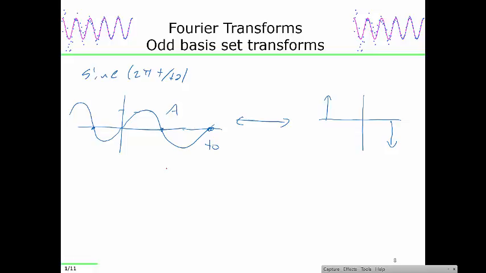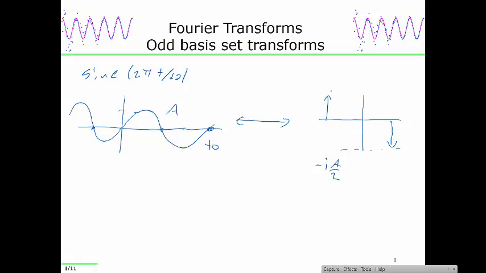Okay. And that gives us an odd double delta, just as the name implied. Just as we had the even double delta for the cosine, we had an odd double delta for a sine. What's the amplitude? The amplitude here is negative i A over 2 and i A over 2, depending on which of the two deltas you're looking at.